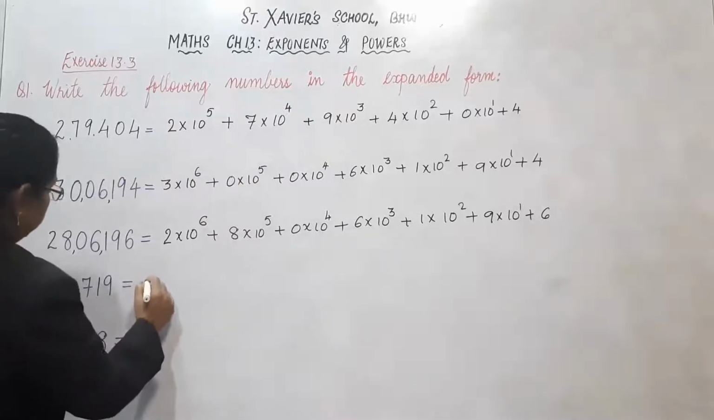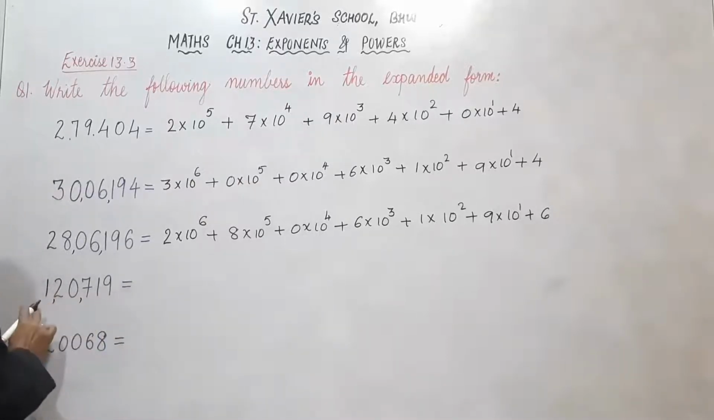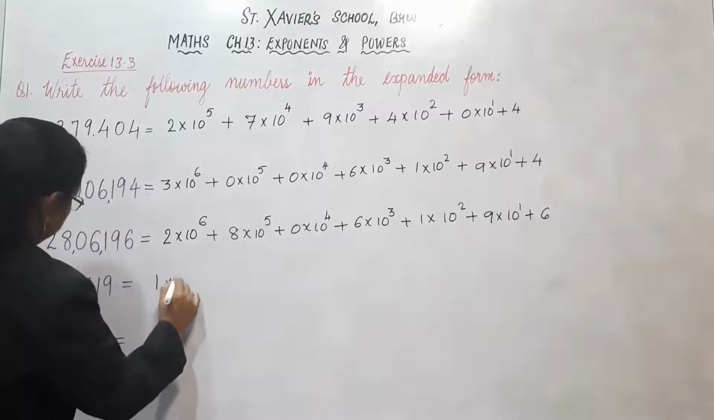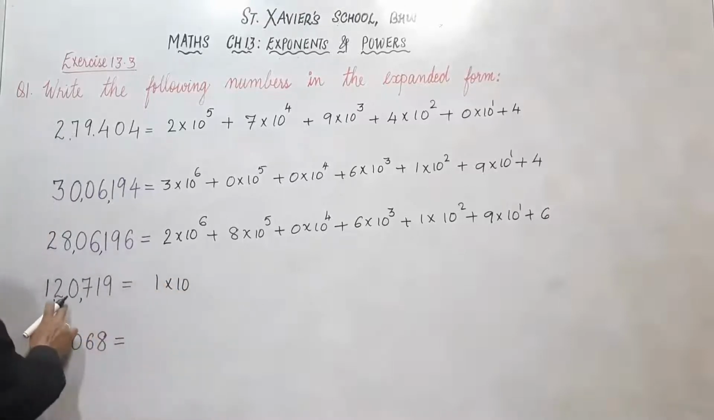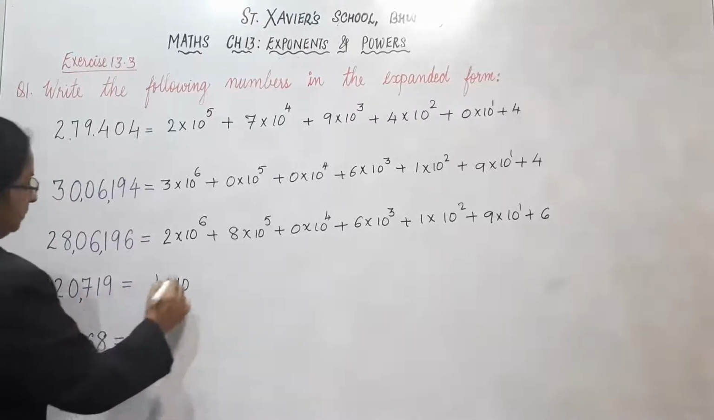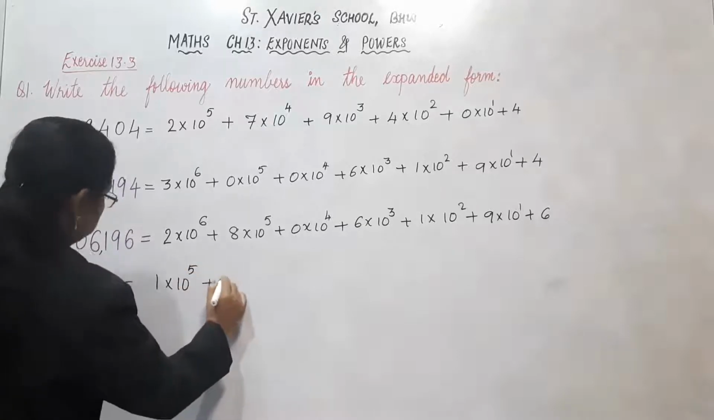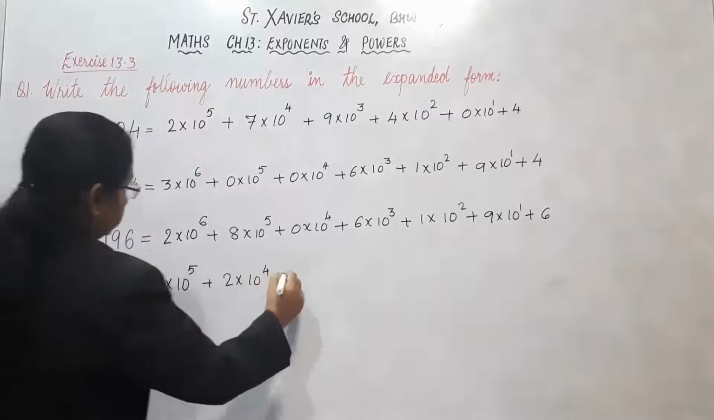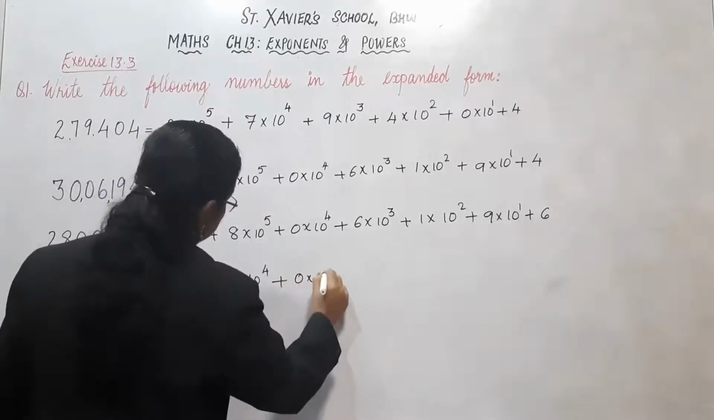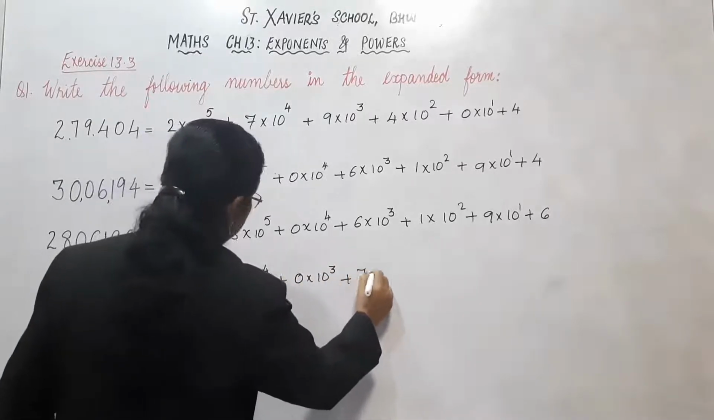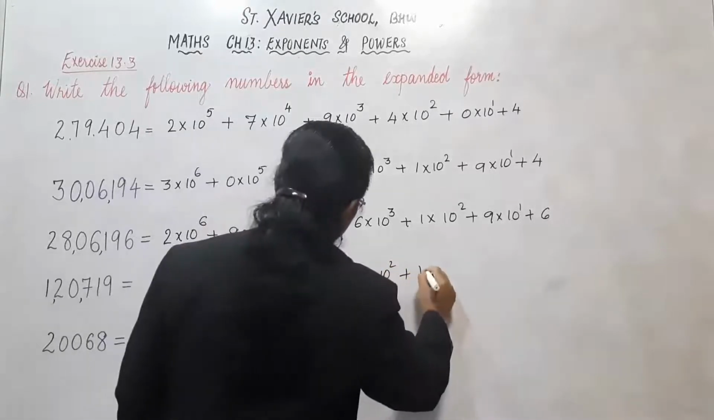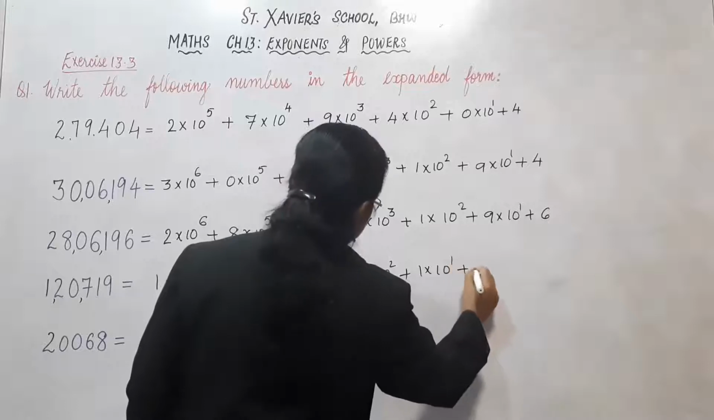Here you write, separate them by comma. So it is easy to read. 1,20,719. 1 into 10 raised to, total how many digits are there? 1, 2, 3, 4, 5. 5 plus 2 into 10 raised to 4. Then 0 into 10 raised to 3 plus 7 into 10 raised to 2 plus 1 into 10 raised to 1 plus 9.